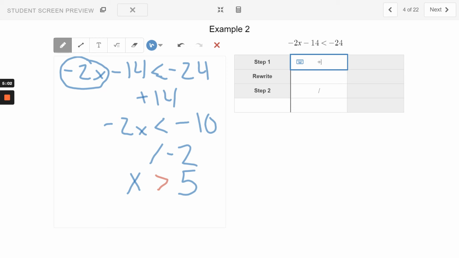Our first step was adding 14. We have negative 2x is less than negative 10. We divide by negative 2. Because we divide by a negative, we need to flip the sign, and we have x is greater than 5.